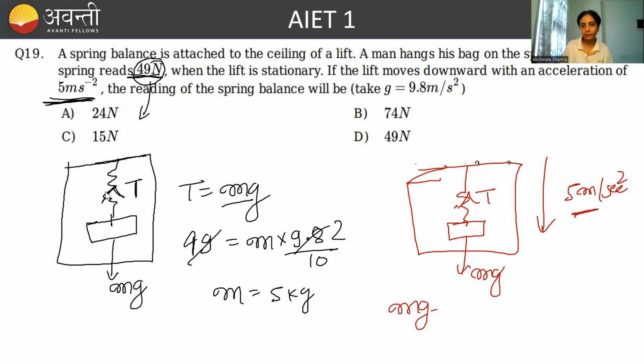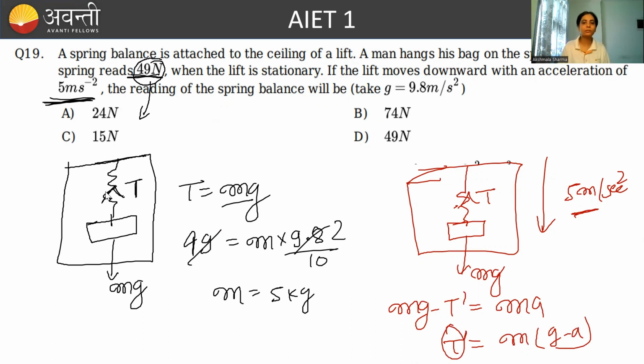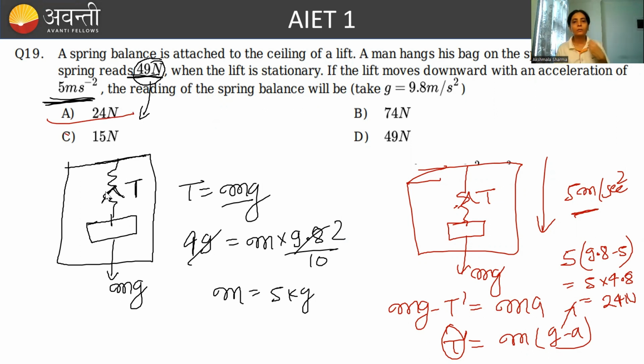So you write mg minus T will be equal to ma. So T is equal to how much? m into g minus a, and this will be the reading now. Take T dash, the new tension, done. So new reading will be this. Now you solve this. 5 into 9.8 minus 5. So this is equal to how much? 5 into 4.8. And that will be equal to how much? 24 Newton. So the answer will be what? 24 Newton. This is how we take the reading of spring balance. We just calculate the tension. Okay.